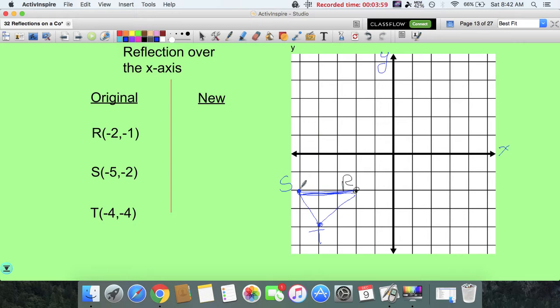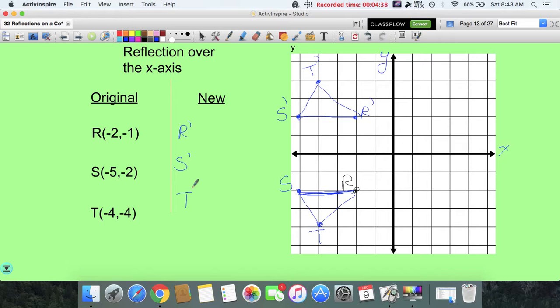So let's start with S. S is 1, 2 units away, so S is going to be 1, 2 units away, just on the other side. We'll call that S prime. R is also 1, 2 units away, so it's going to land over here. And point T is going to be 1, 2, 3, 4, but just here. Notice that it's the same triangle, just flipped on the other side, and every point is equally distant to the x-axis. So R prime, S prime, T prime.